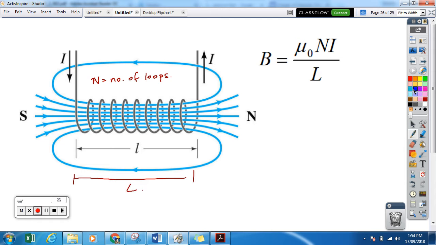So we know that using Ampere's law for the solenoid, the magnetic field is proportional to the number of loops. It's also proportional to the current. So the stronger the current, the greater the magnetic field is inside our solenoid. And it's also inversely proportional to the length. Okay, so the shorter the length, the less the field, the longer the length, the stronger the field. Okay, it's a pretty simple formula to use. We just simply apply it.